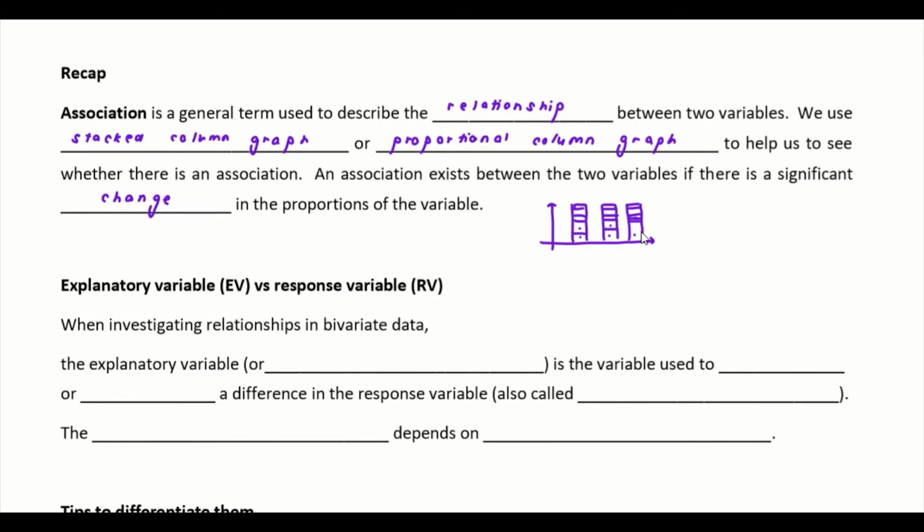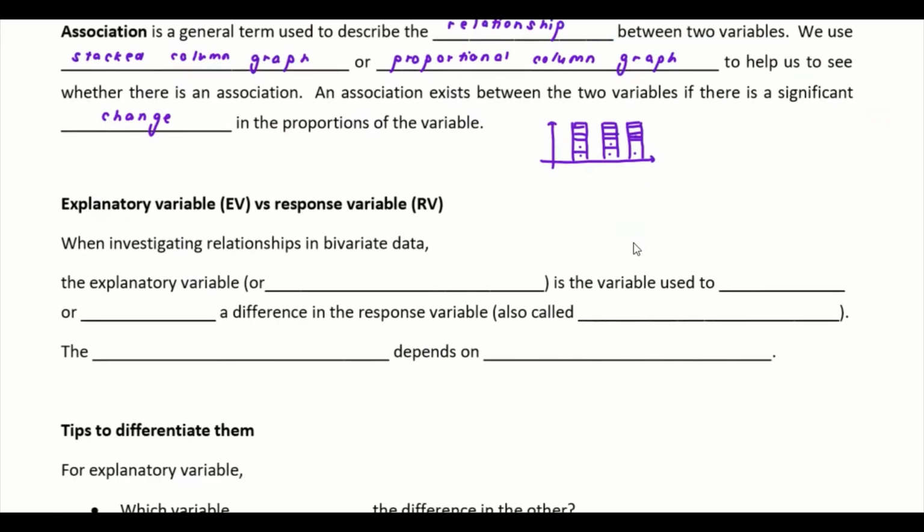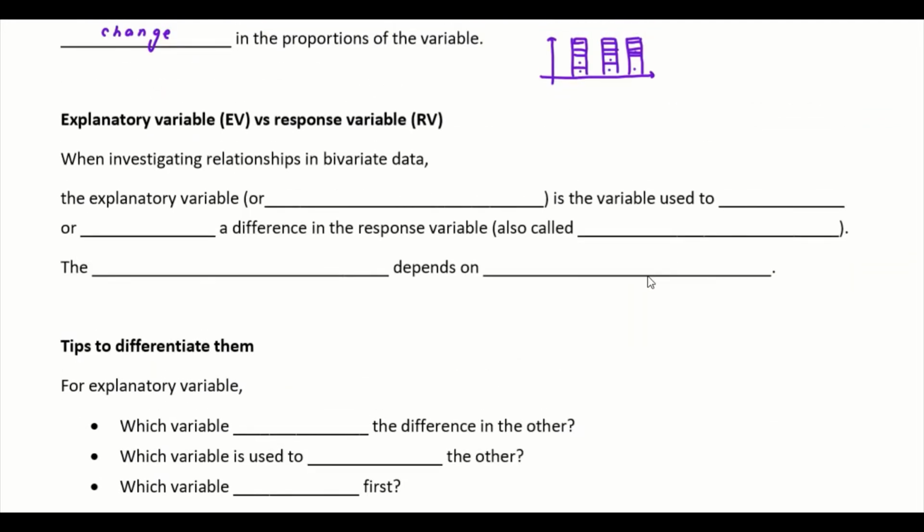Today our focus is to look at this part, which is the explanatory variable and response variable. Sometimes the words are slightly long, so when I pronounce them, I'll just use the words EV and RV. Explanatory variable, E V. Response variable, R V. So that's why EV and RV.